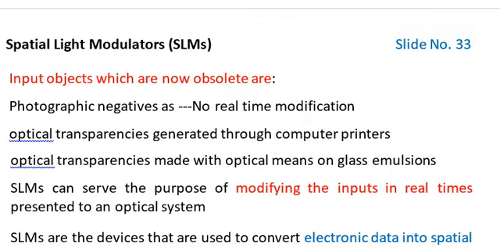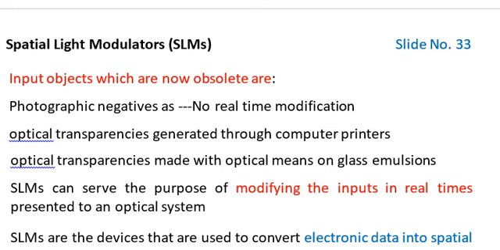Spatial light modulator, abbreviated as SLMs. This is a device that can be used to generate objects in the transmission mode or objects in the reflection mode, both in coherent and incoherent form. So let's read the description.